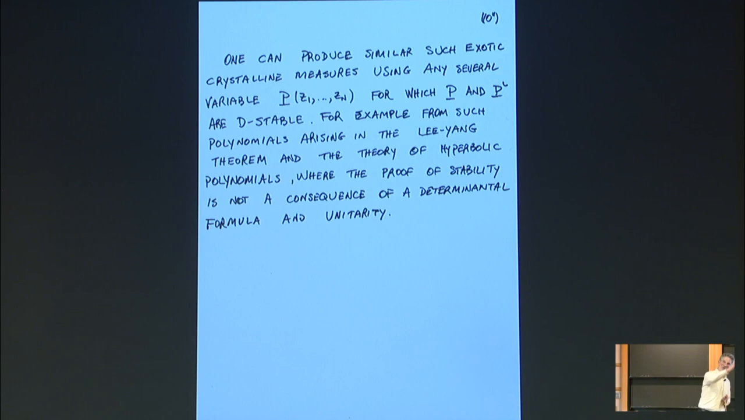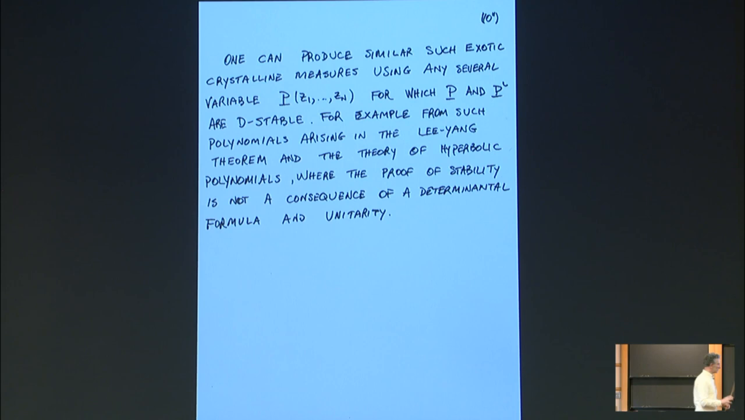So the stability condition, which is free of which line you choose and how you understand it, is a very potent thing. P and P iota both being stable polynomials can be used to make these measures without coming from a graph, and without proving it through this dream of always proving something is real rooted through self-adjointness or unitarity. The Lee-Yang theorem provides examples through other sources.